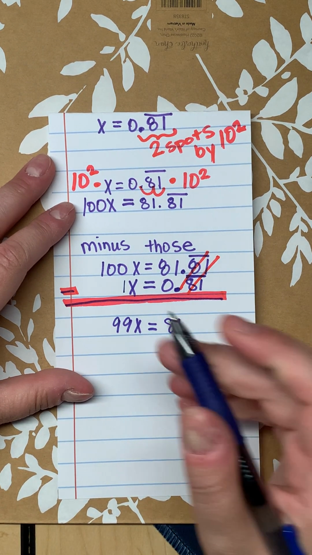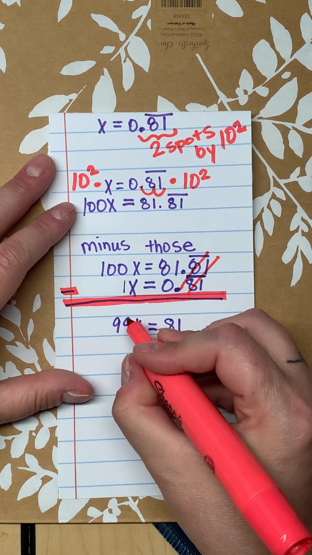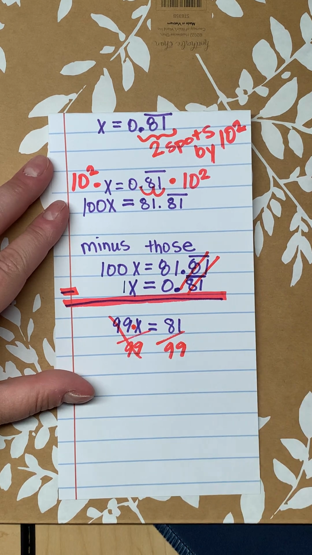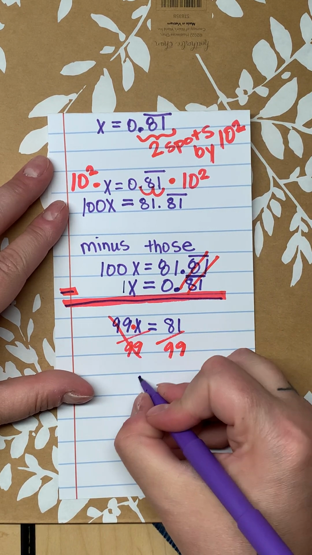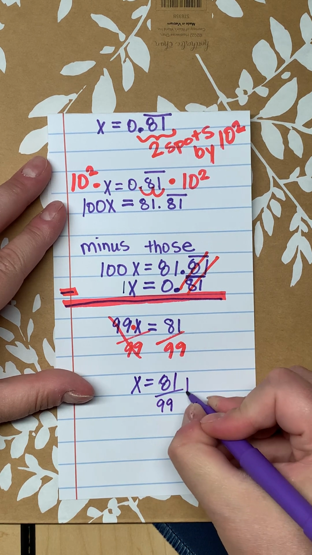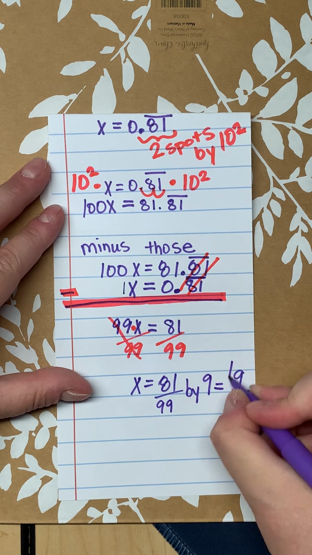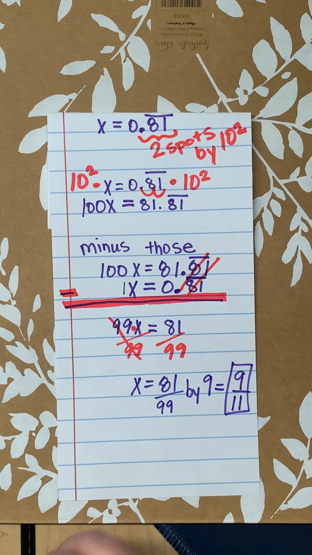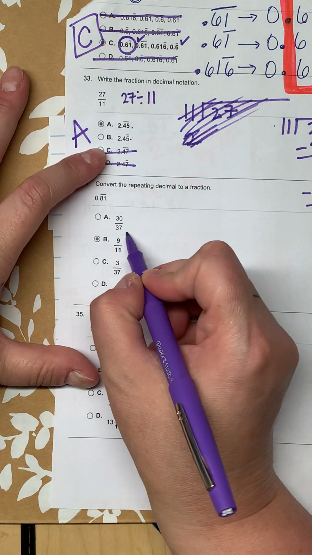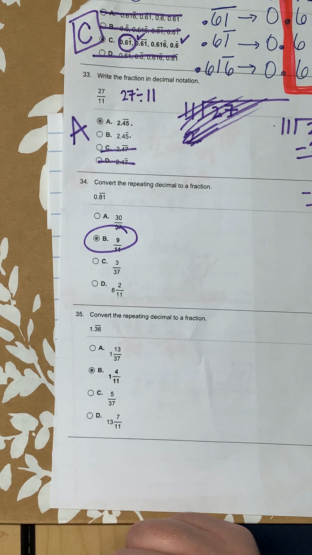Okay, now we're going to get x by itself. This x is multiplying by 99, so the opposite of multiply is divide. So we divide and we get x equals 81 over 99. And I think you can divide by 9. And it reduces to 9 over 11. And heck fire, that's the fraction that represents 0.81 repeating.